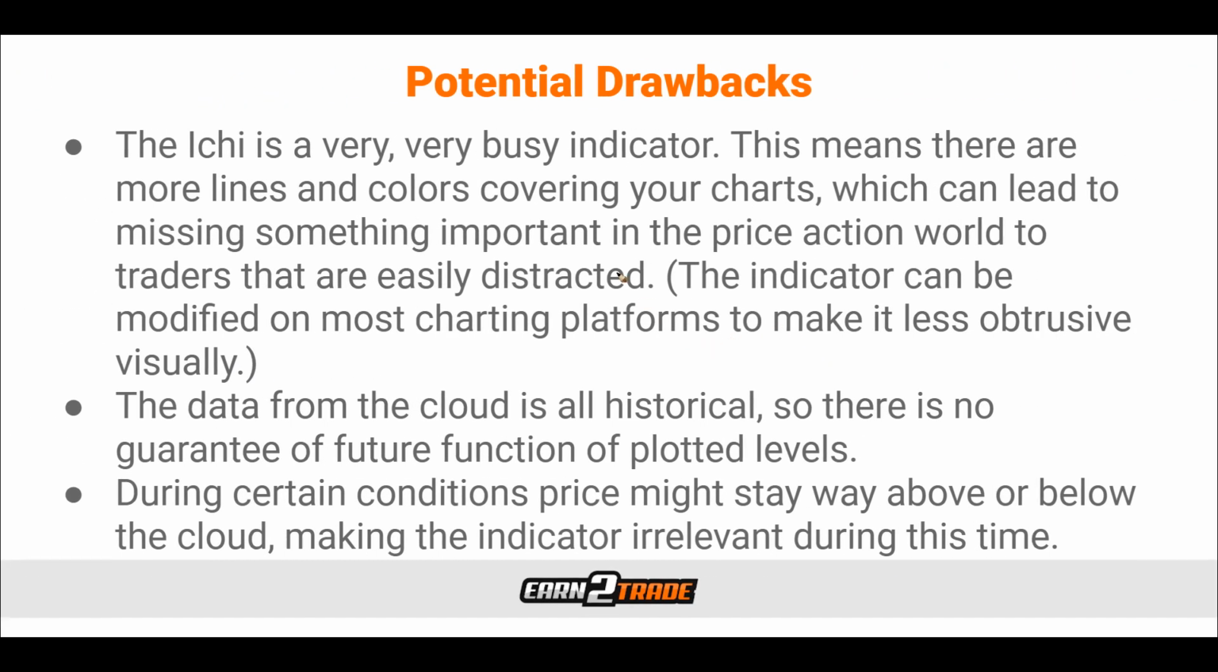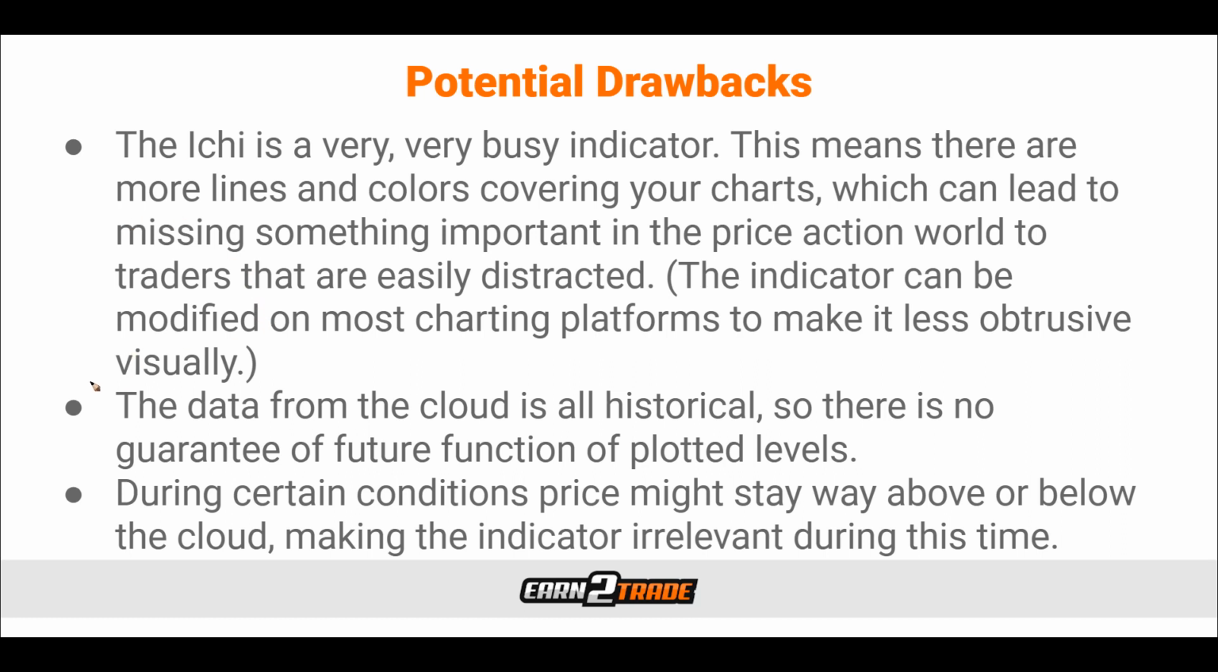Now, it's always important to talk about some potential drawbacks just so we are aware. The Ichi is a very, very busy indicator. This means there are more lines and colors covering our charts, which can lead to missing something important in the price action world that traders can easily get distracted from once their chart's getting cluttered. All of us have been there where we had too much stuff going on. We were trying to find the holy grail, and unfortunately, by having so much information, we got information overload and we couldn't see something simple behind the scenes. That is something to be on the lookout for, because Ichimoku by itself, with no other indicators added to it, no other moving averages, is a very busy looking indicator indeed.